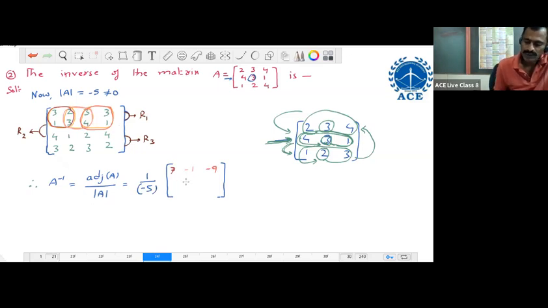Next, second row. The second row of adjoint is given by middle 2 rows. Like above, we consider 3 possibilities only. It is the first possibility of determinant, second possibility of determinant, third possibility of determinant. From the first possibility of 2 by 2 matrix, the determinant is 1 minus 12. 1 minus 12 is minus 11.